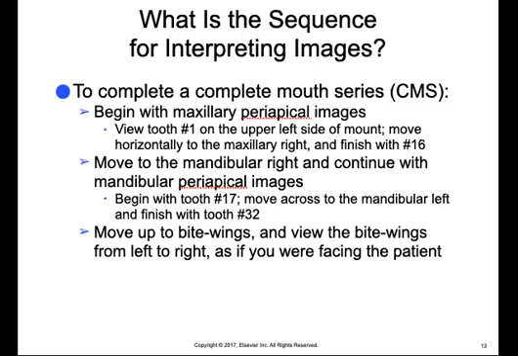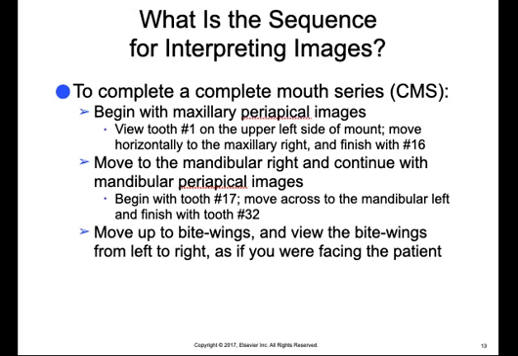All right. So as far as the sequence of interpreting images, to interpret a complete mouth series, the recommended viewing sequence is as follows. You'll begin with the maxillary periapical images, view tooth number 1 on the upper left side of the mount, then move horizontally to the maxillary right, and finish with tooth number 16. When you read a dental image, it's the same as how you would read anything, from left to right.